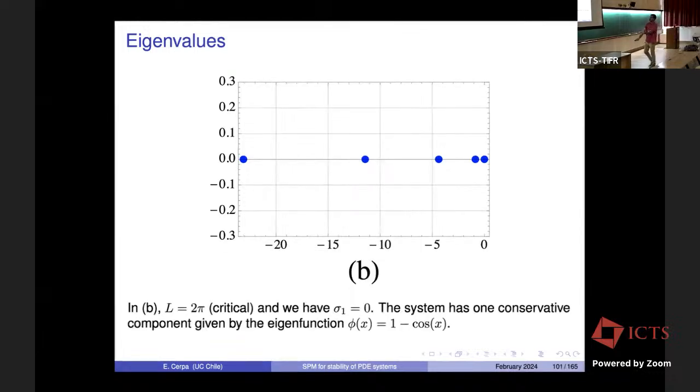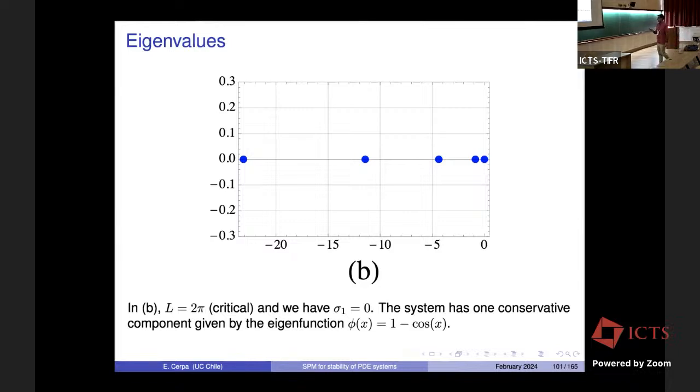Here is another case, the first critical value. We consider L equal to 2 pi, and we can now prove that the solution 1 minus cosine x is a solution conserving the energy. Here we recover that, and see that in fact sigma 1, the first eigenvalue, is just 0. You really need the term with omega in order to get the stability, to shift the eigenvalues to the right side.